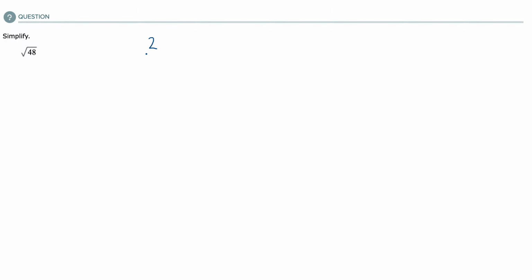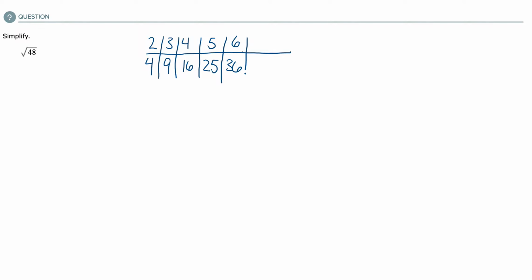We know that 1 squared is 1. We know that 2 squared is 4. 3 squared is 9. 4 squared is 16. 5 squared is 25. 6 squared is 36. 7 squared is 49. 8 squared is 64. 9 squared is 81, and 10 squared is 100.